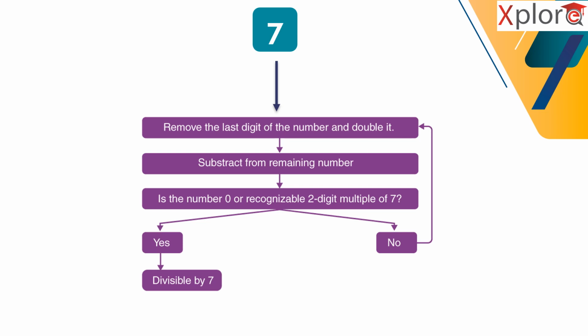If the result is 0, or if we can recognize it as a multiple of 7, we can stop the process, and yes, that number is divisible by 7. If not, we again remove the last digit and continue the same process until we are able to tell whether the resultant is divisible by 7 or not.